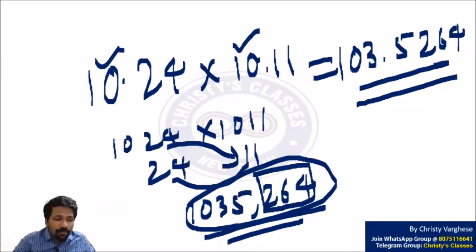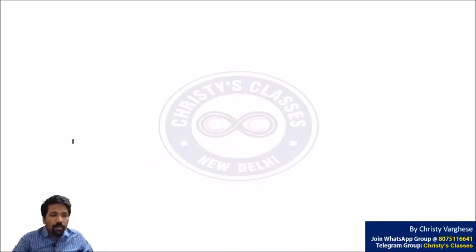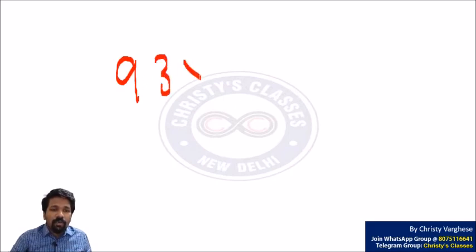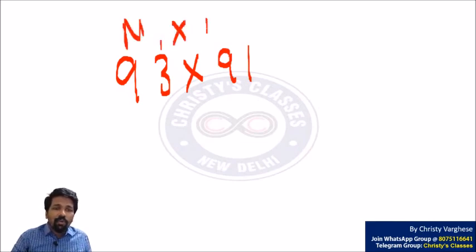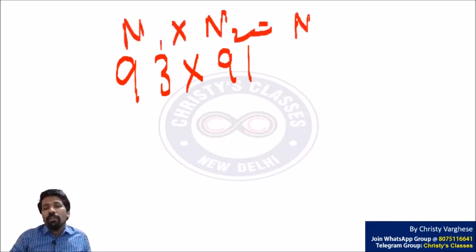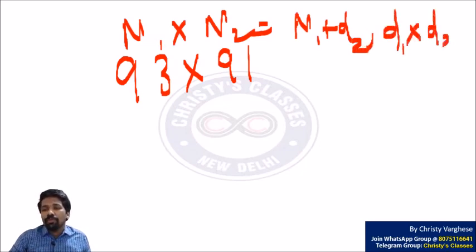I will extend this method for numbers below 100, below 1000, below 10,000, etc. Listen very carefully. If it is 93 into 91, still the method is exactly the same. N1 into N2 will be N1 plus D2, comma D1 into D2.